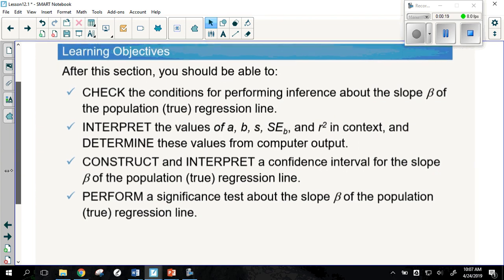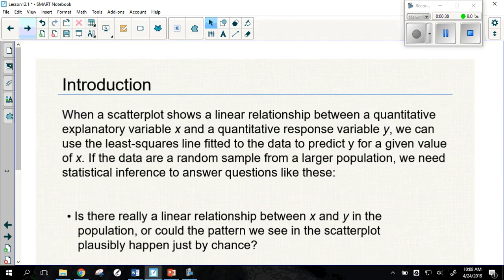We're going to learn about checking the conditions. There's an easy acronym for it. It's LINER. It's not that bad. Is it linear, independent? We'll check if it's normal. And then, I forget. I have it written down.